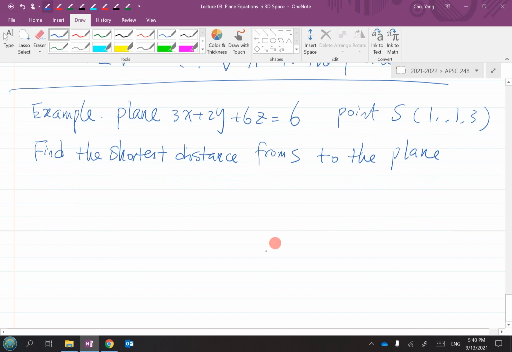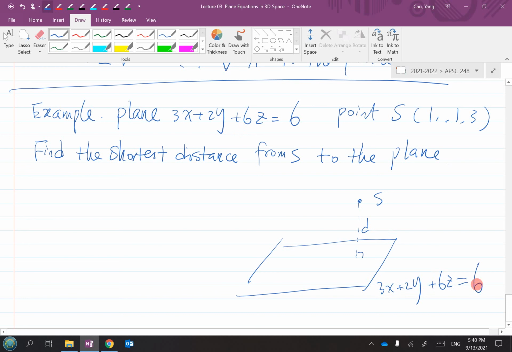If I have to illustrate this, essentially you can draw a plane in 3D space. Then you can draw S, as illustratively the location of S. Then you're looking for the shortest distance from S to the plane. And the plane, of course, is given already: 3x plus 2y plus 6z equals 6. Okay, good.